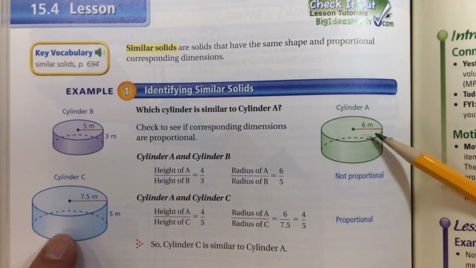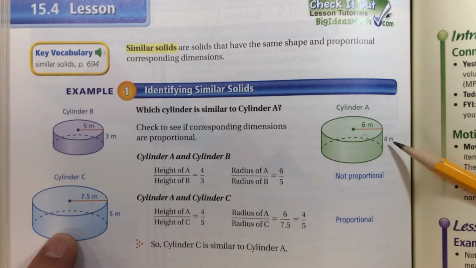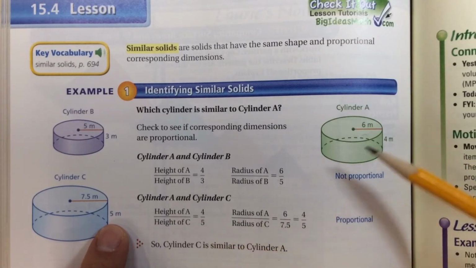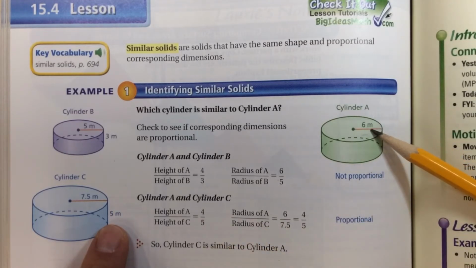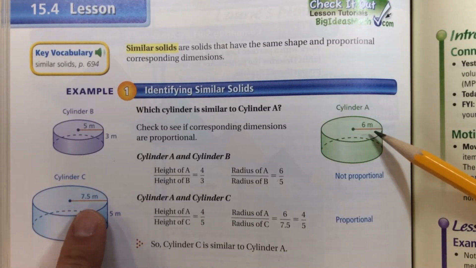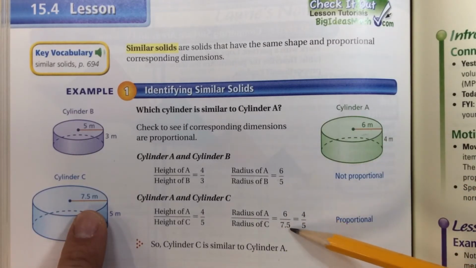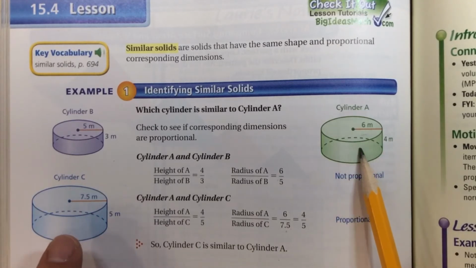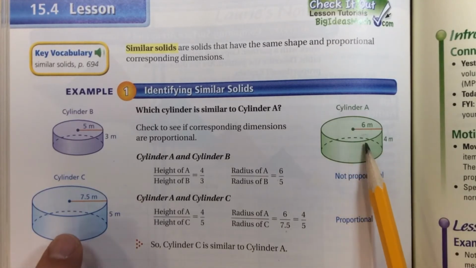Let's try A and C. They put the height of A, 4, over the height of C, 5, 4/5. They put the radius of A, 6, over the radius of C, 7.5, 6/7.5. Doing cross products here, 6 times 5 is 30, 4 times 7.5 is 30. Because their cross products are equal, this is proportional. These are proportional. That means they are similar. They are the same shape and have proportional corresponding dimensions.